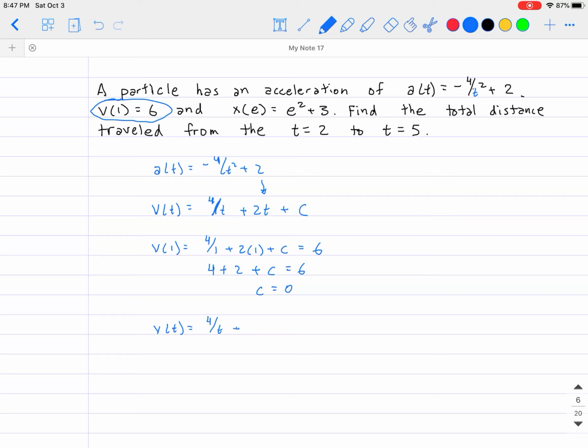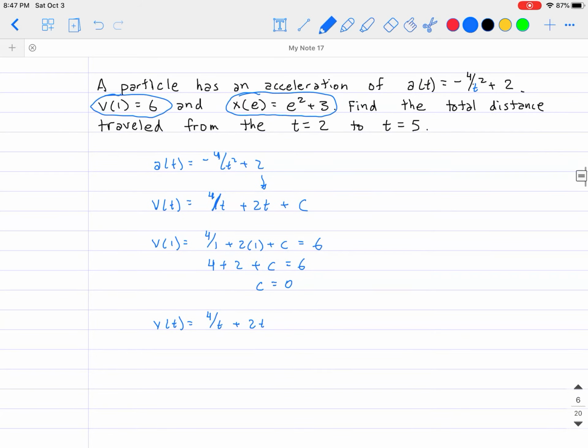So that means now my v of t equation is going to be equal to 4 divided by t plus 2t. Now we're going to repeat the procedure one more time, because I want to go from the velocity equation to the displacement equation so I can plug that in. So now I'm going to solve for that displacement equation. What function has a derivative of 4 divided by t plus 2t? Well, doing the easy part first, for 2t, the antiderivative would be t squared.